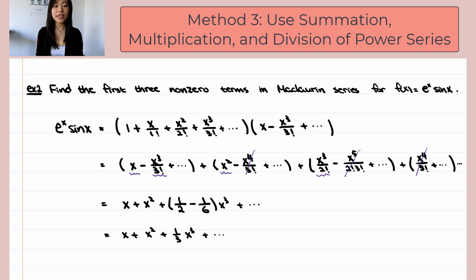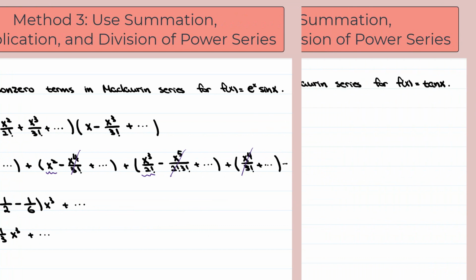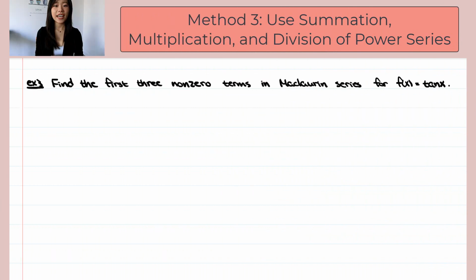So when we have a function like this, it is hard to express the series as a single summation notation, but we can expand them. In this example, we show the first 3 non-zero terms. Now let's look at the last example for this lecture. Let's find the Maclaurin series for tangent of x, and we also only want the first 3 non-zero terms.